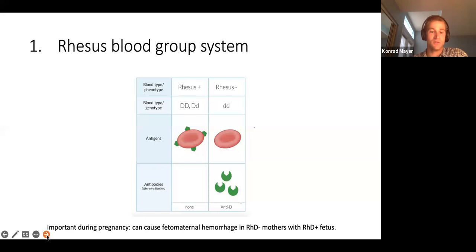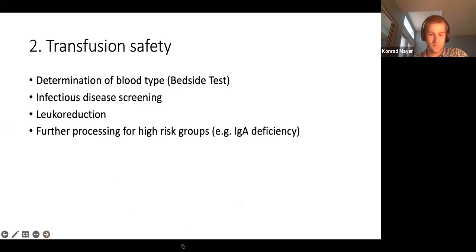So let me move on to transfusion safety. According to what I just said, the ABO system is very important, so the determination of blood type is very important. It is the first thing that has to happen for donors and for recipients. And I will get into the bedside test, which is the confirmation of the recipient's blood type right before the transfusion is administered, on my next slides.